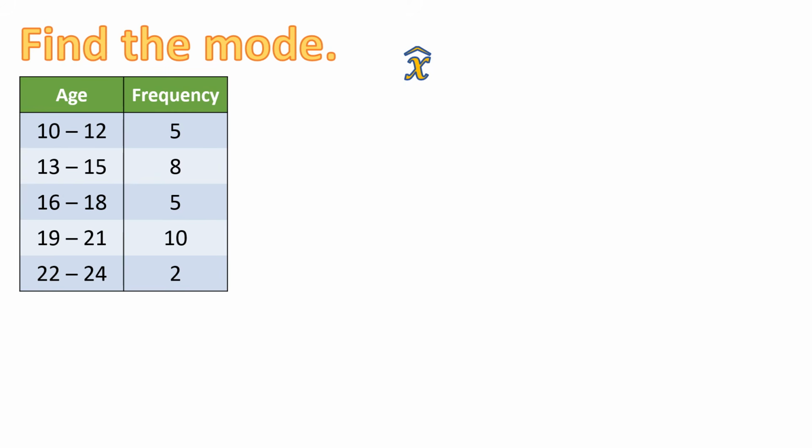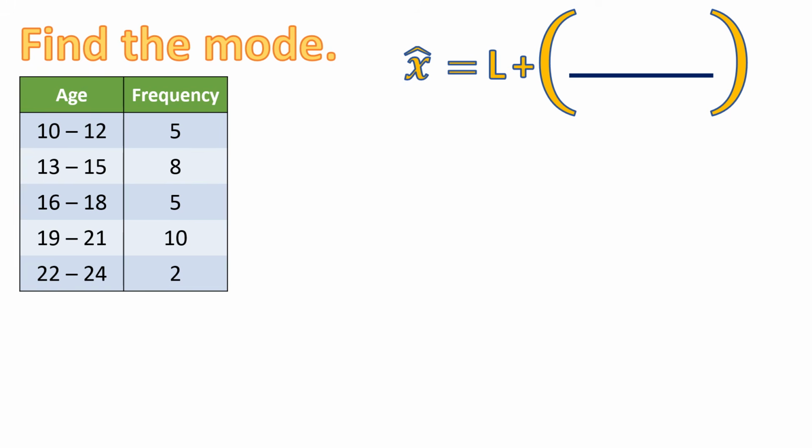So this is the symbol for mode, x hat, which is equal to L, which stands for lower class boundary, plus. So I have the parenthesis and the vinculum indicating that there is a fraction. So on top is the D1, where it is the first difference. Then copy the D1 plus D2, the second difference. And I will discuss later, and you will understand what is D1 and D2. And all of this will be multiplied by the class interval or class size.